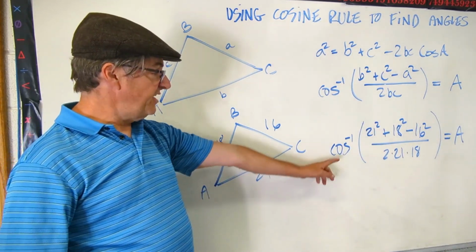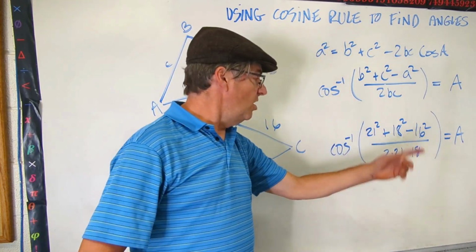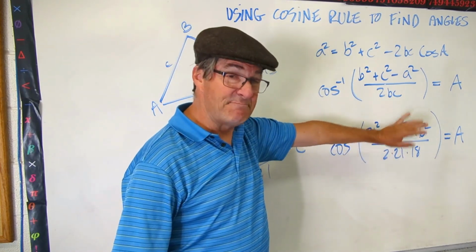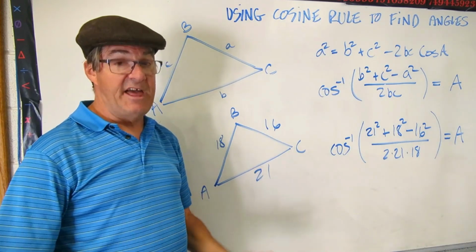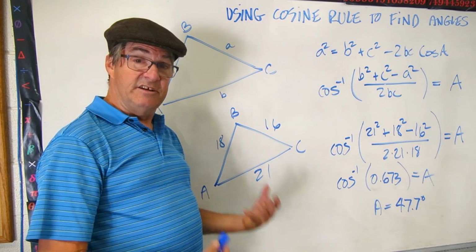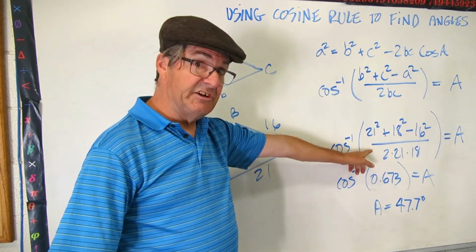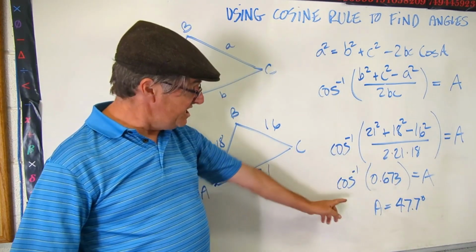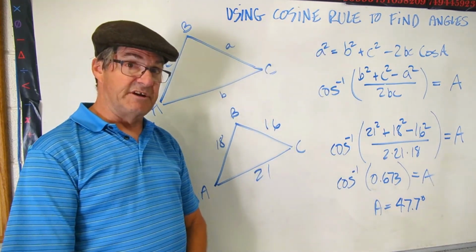Here's what I get: cosine inverse of 21 squared plus 18 squared minus 16 squared over 2 times 21 times 18. Take the inverse cosine of all of that math, and that will give you angle A. So now I want you to give that a try. All right, so let's see how you did. When I crunched all of these numbers, everything here in the parentheses, I got 0.673. Then I take the inverse cosine of that, and I got 47.7 degrees.